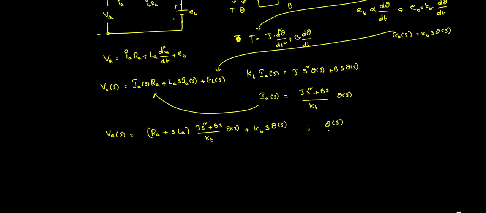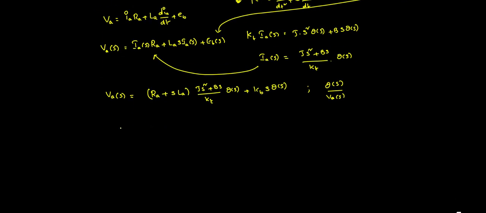Theta of s by VA of s. Now from this you take theta of s common and do some simple algebra here, and finally you will get this equation, that is theta of s divided by VA of s is equal to KT divided by RA plus SLA into J s square plus bs, plus KB KT into s.